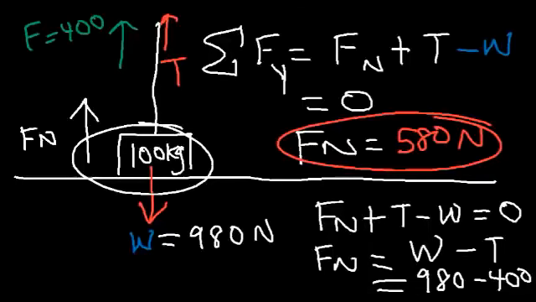If the tension force exceeds the weight force, the object will begin moving upward. It's going to experience an upward acceleration. And so there's not going to be any normal force.